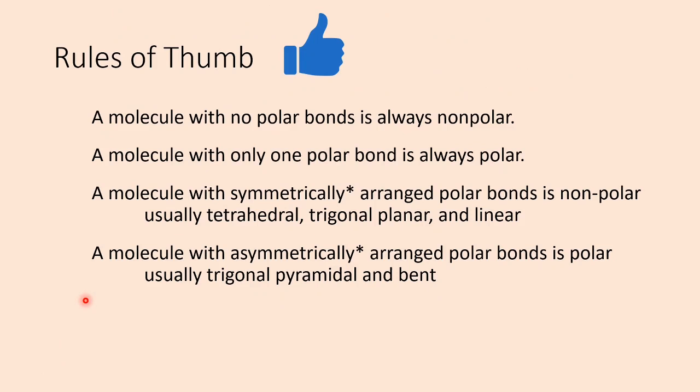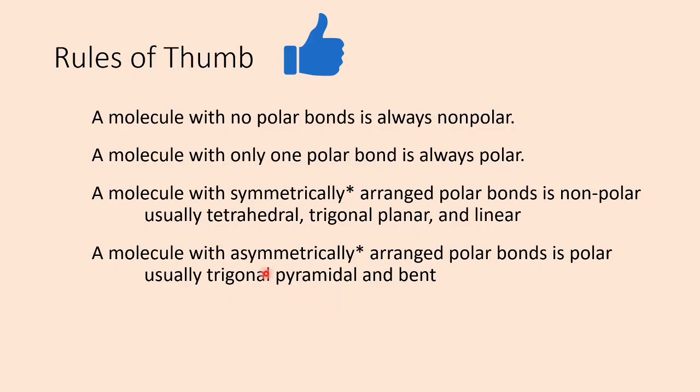A molecule with only one polar bond is always polar. Where people get into trouble is these next two rules. A molecule with symmetrically arranged polar bonds is nonpolar. And by symmetrical arrangements, if all of the outside atoms are the same, then tetrahedral, trigonal planar, or linear molecular geometries are rarely, if ever, polar.